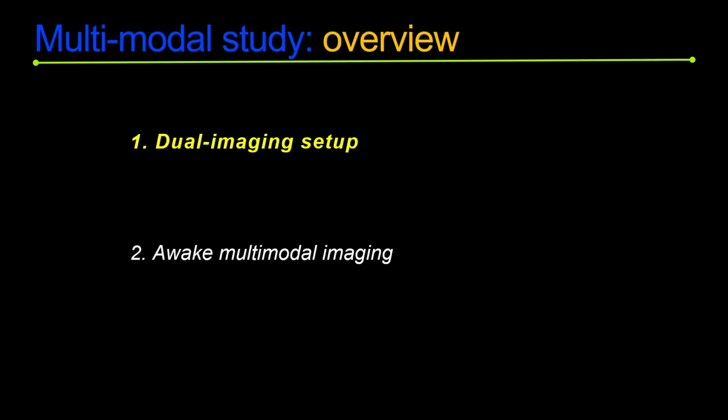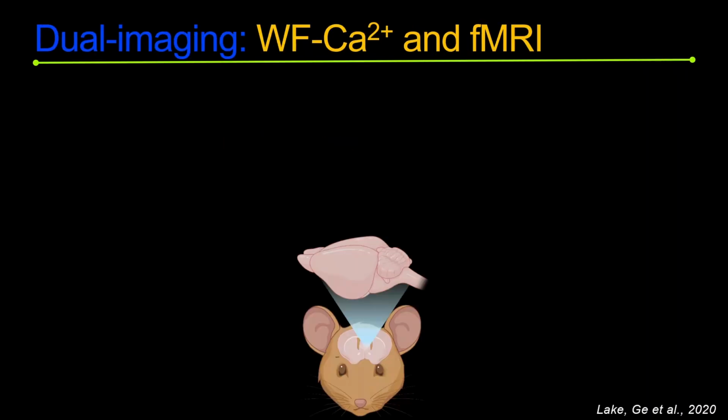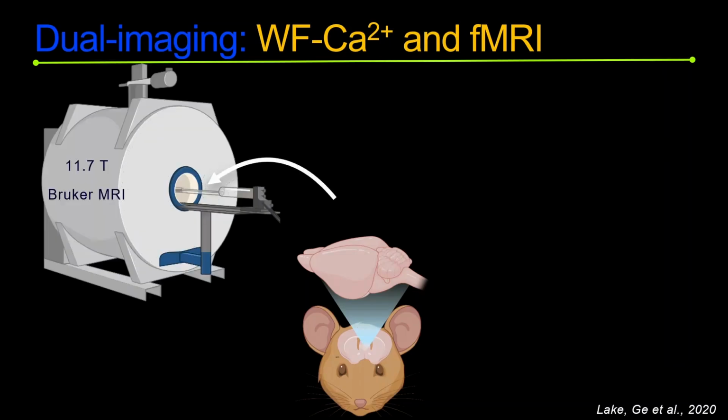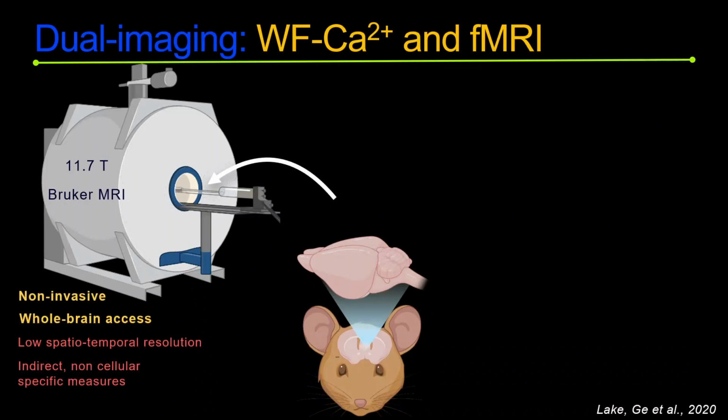For the dual imaging setup, spoiler, we are talking about mice here. It's a combination of fMRI and wide field calcium imaging. fMRI is going to be our common denominator to the clinic. It's a non-invasive methodology that allows whole brain access. However, it provides indirect information on neuronal activity, and it's non-cell-specific when used alone.